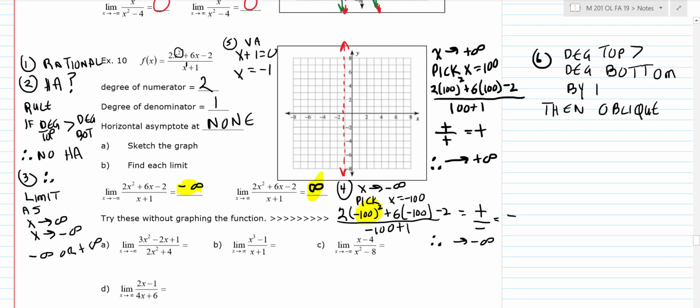Okay, so you get an oblique asymptote. So what I'm going to have you do is we're going to do this. We're going to do 2x squared plus 6x minus 2, and we're going to divide by x plus 1. Okay, let me give myself a little bit more room.